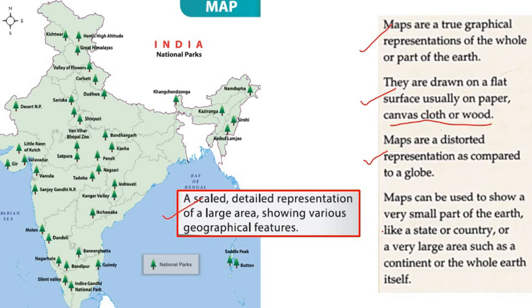And maps can be used to show a very small part of the earth, like a state or country, or a very large area. So their applicability can be very small to very large. They can also show a whole continent or even the world itself, the world map that we have seen.